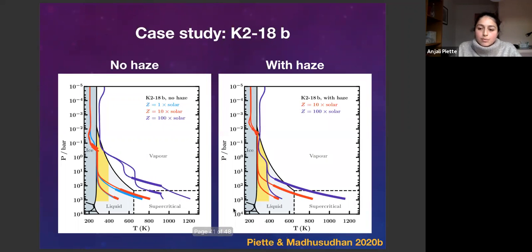But if we now consider models that also have haze, then these higher metallicity models actually are cooled by the haze and do enter this phase where it's possible to have a liquid surface and potentially habitable liquid surface. So that's just to show that considering clouds and hazes and that optical scattering is really important, because it has a significant effect on the temperature conditions deeper down in the atmosphere, and it does make a big difference.